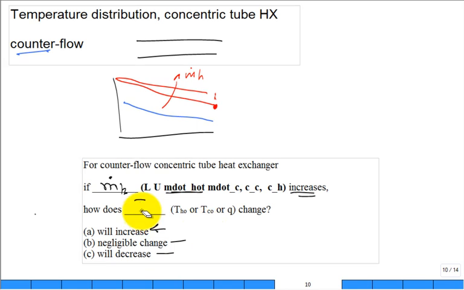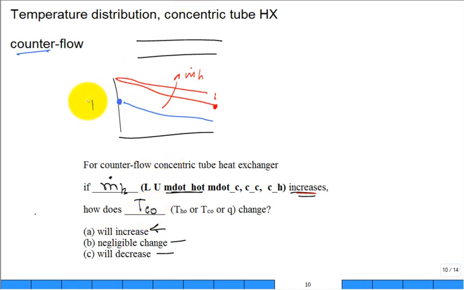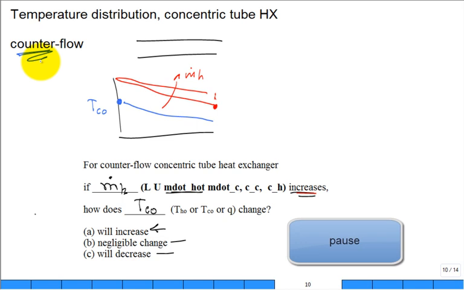Now, we're going to stay there with the mass flow rate of the hot increased. What happens to the temperature of the cold out? Where is the temperature of the cold out? Right here. Remember, it's counterflow. What happens to the temperature of the cold out? Who would like to give me their answer verbally? Go ahead. It would increase a little bit. And why would it increase a little bit?